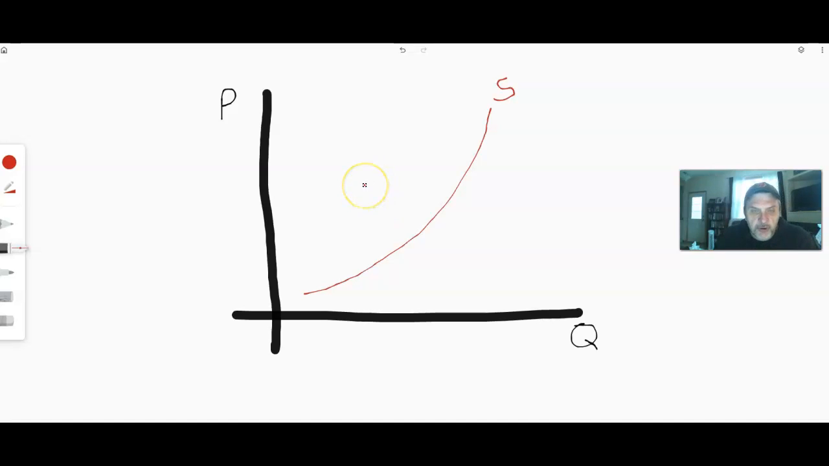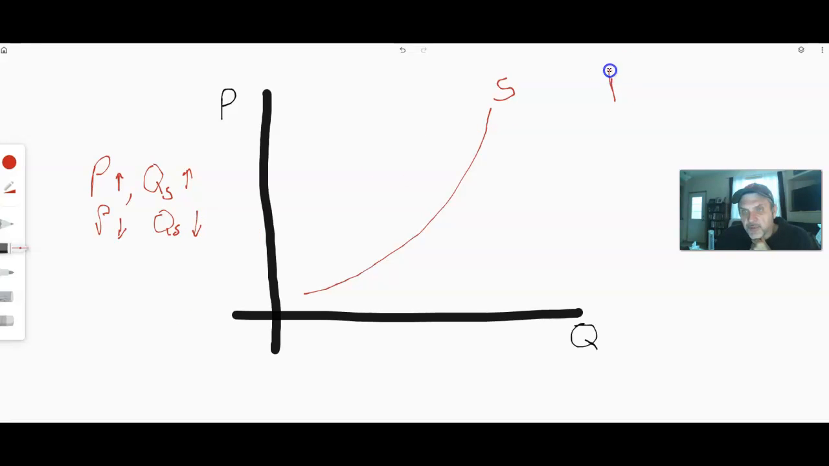Now, the reason why it's upward sloping is that we know that the law of supply states that as the price goes up, quantity supplied goes up, all right? So as price goes up, quantity supplied also goes up, and as price goes down, quantity supplied is going to go down. There is the law of supply in action right there.